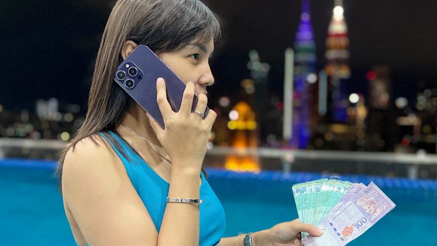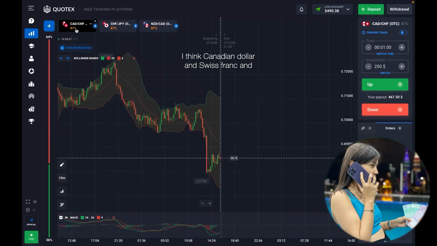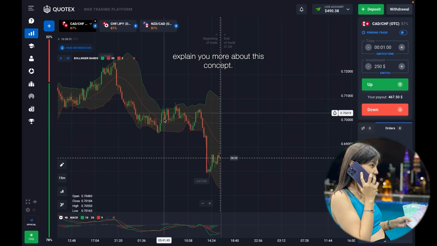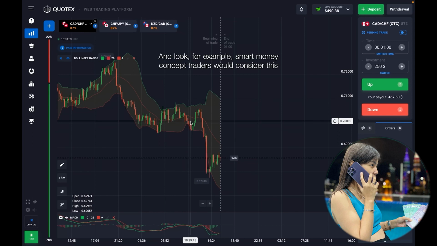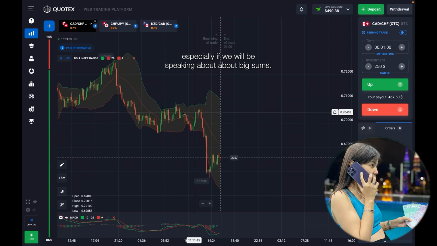But speaking about me, my trading approach is based on technical analysis, good old technical analysis. So, and I think I can switch to my first currency. I think Canadian dollar, Swiss franc, and explain to you more about this concept. And look, for example, smart money concept traders would consider this area as an area where big players such as banks are gaining their position, especially if we're speaking about big sums.